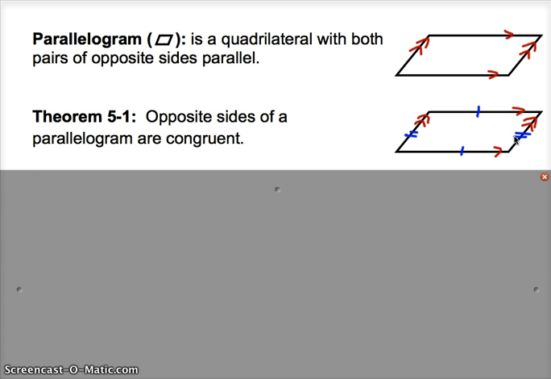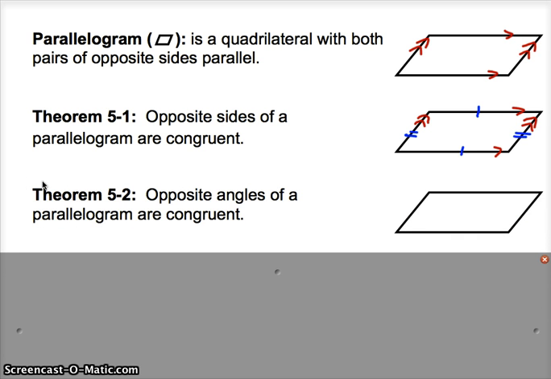Let's look at another piece of information. Theorem 5.2 tells us that opposite angles of a parallelogram are congruent. So if you know that something is a parallelogram, again, because the opposite sides are parallel to each other, not only do we know that the opposite sides are congruent, but we also know that the opposite angles are congruent. So the angle down here in the bottom left is the same size as the angle up here in the top right. Likewise, the other two opposite angles are also going to be congruent to one another.